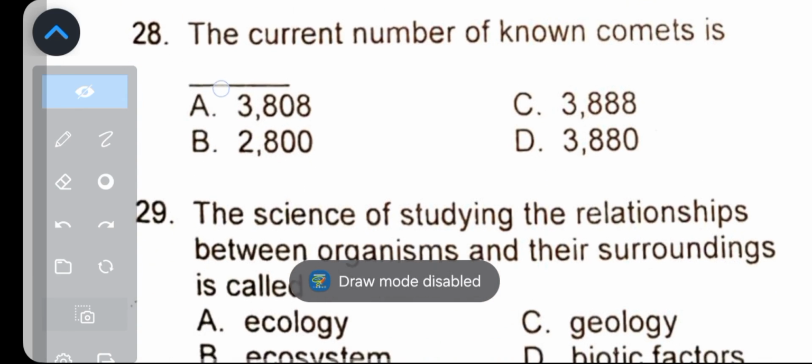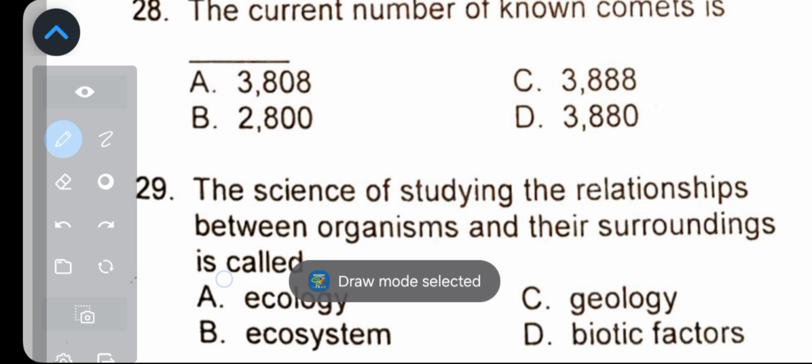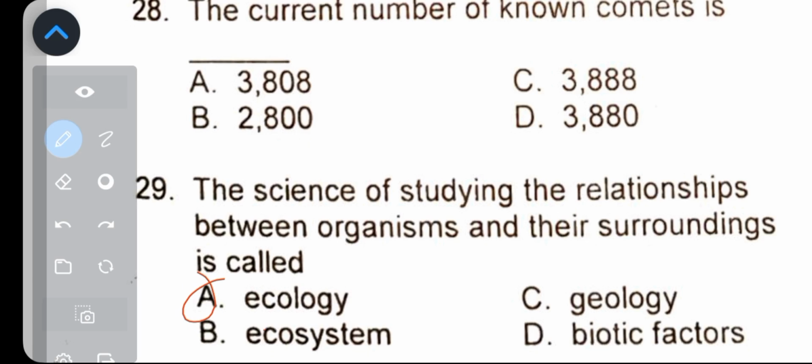Question 29. The science of studying the relationships between organisms and their surroundings is called A. Ecology, B. Ecosystem, C. Geology, D. Biotic factors. And the answer is A. Ecology.